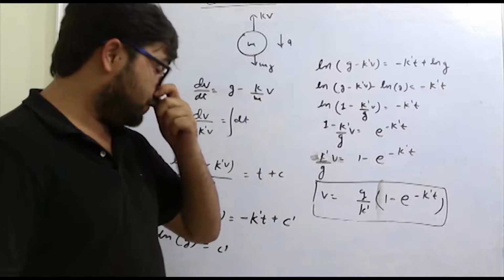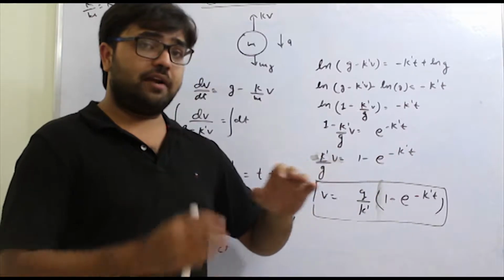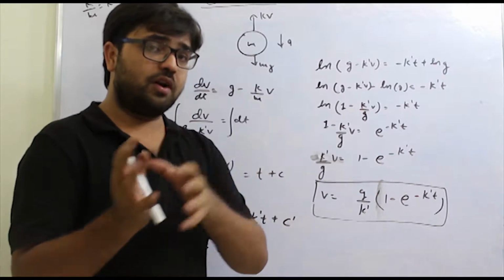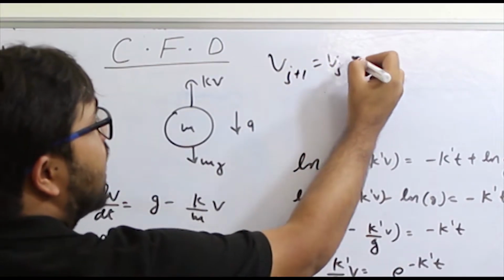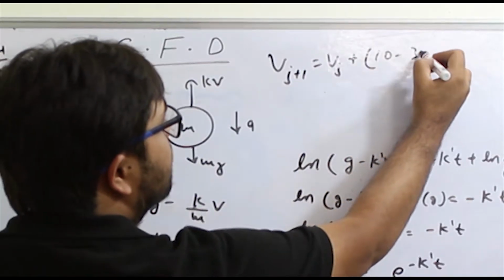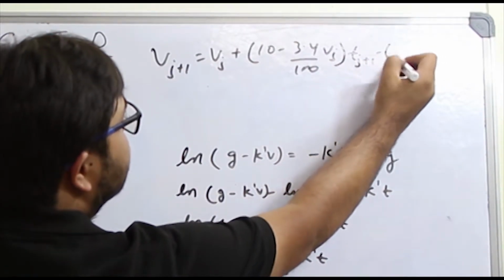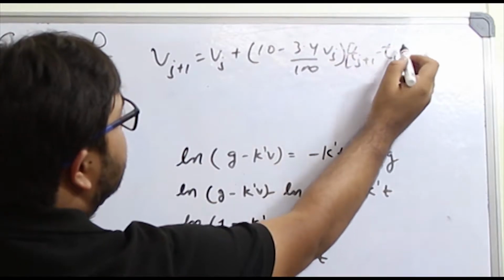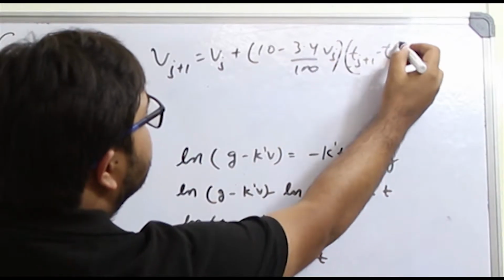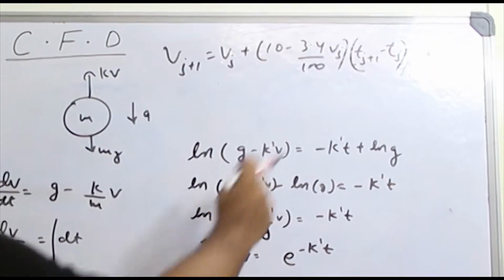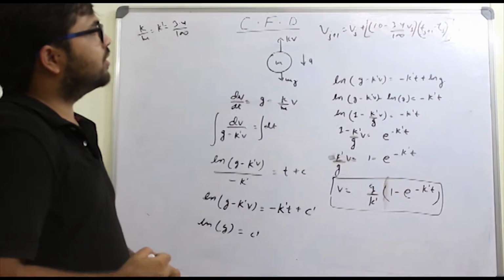So one thing you can understand, if you remember the computation that we did in the previous episode, there we saw that at 160, 180, our value was converging towards a constant. So when we had this, we had v i plus 1 is equal to v i plus 10 minus 3.4 by 100 into v i into t i plus 1 minus t i. This is what we had. Alright, so yeah, that's what we have got.